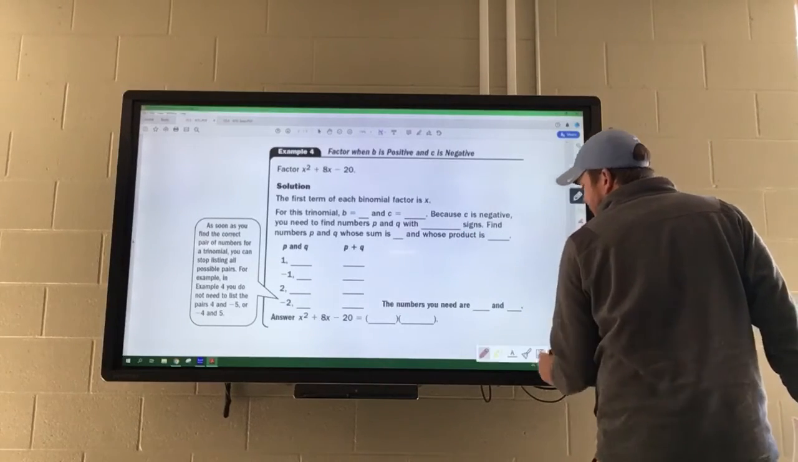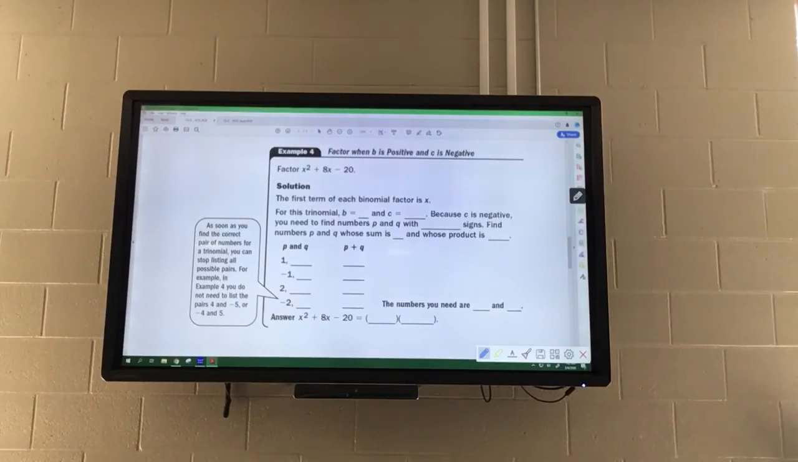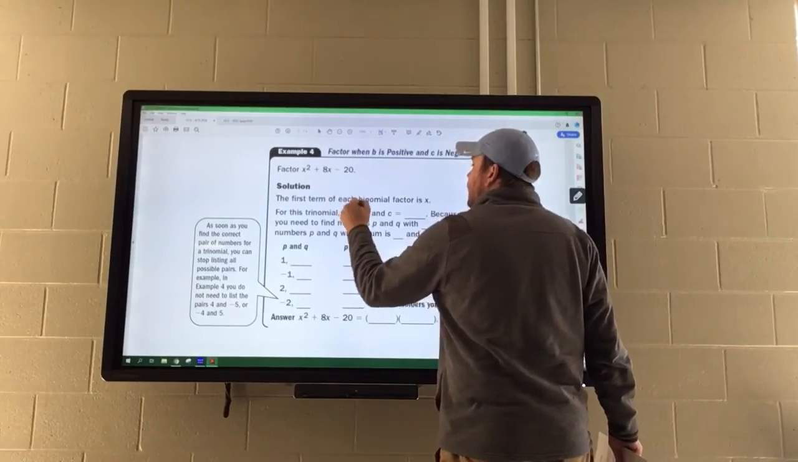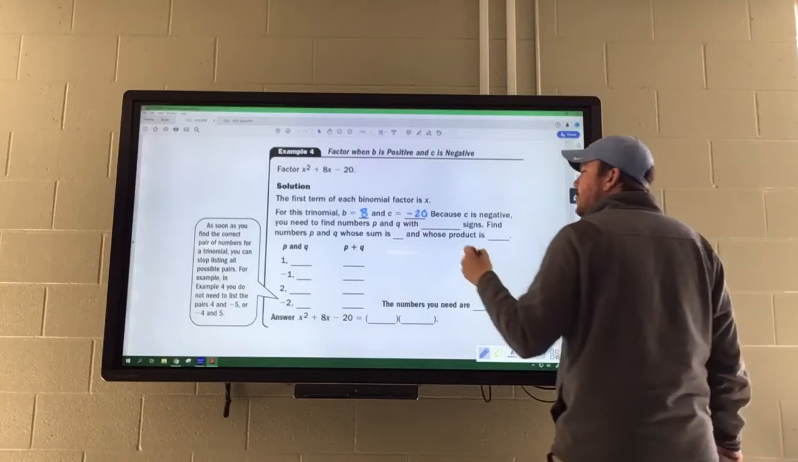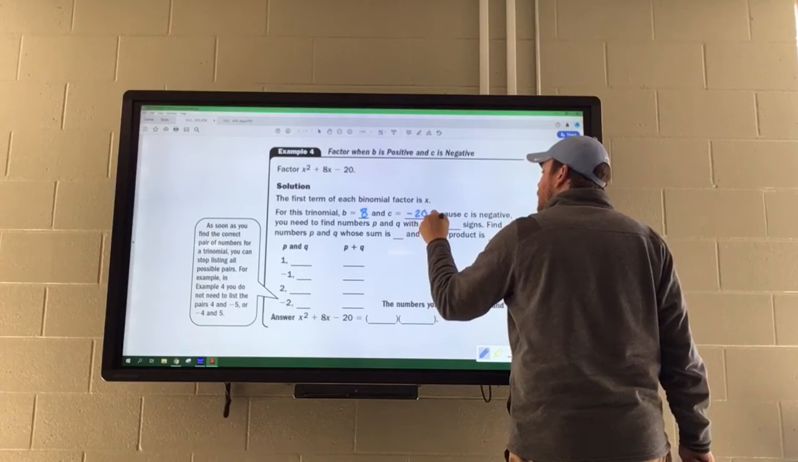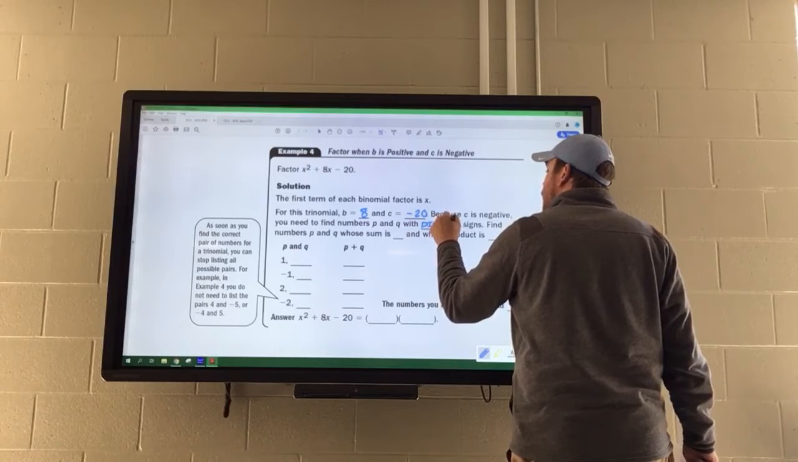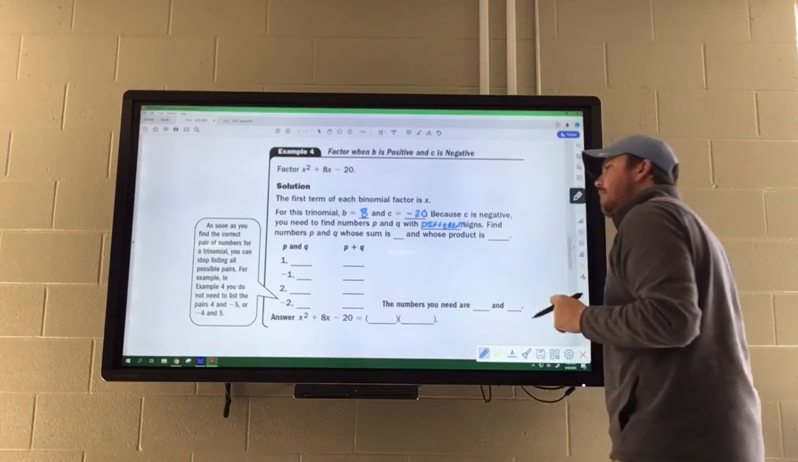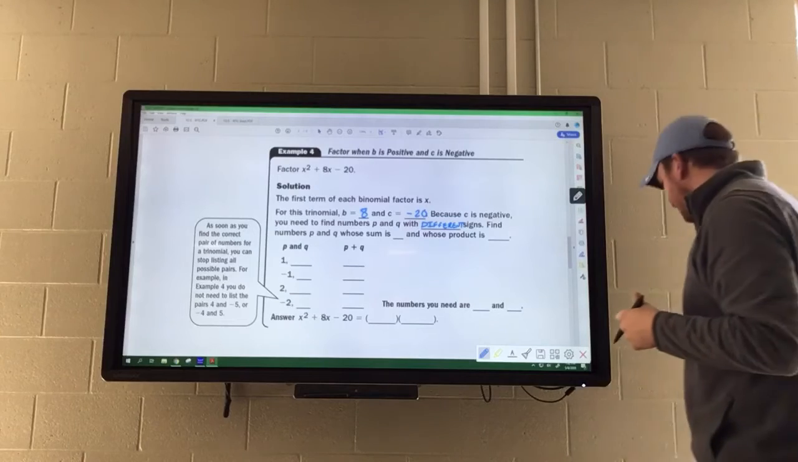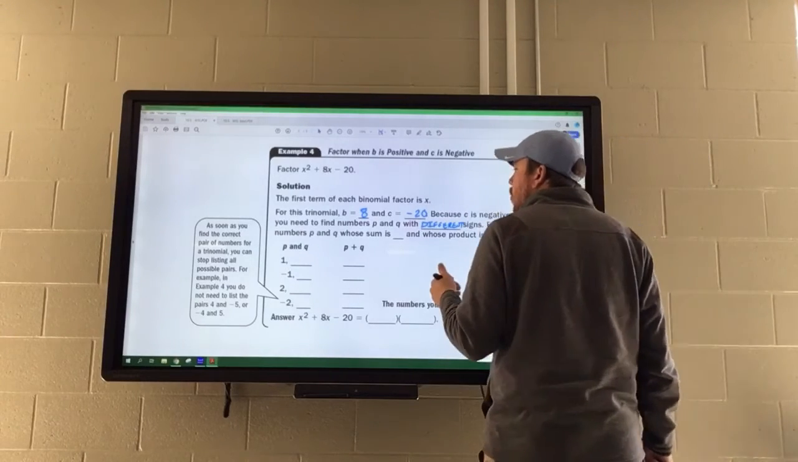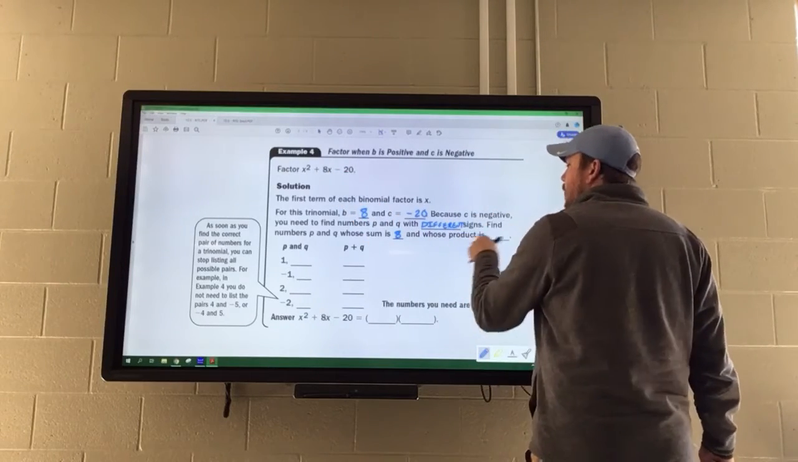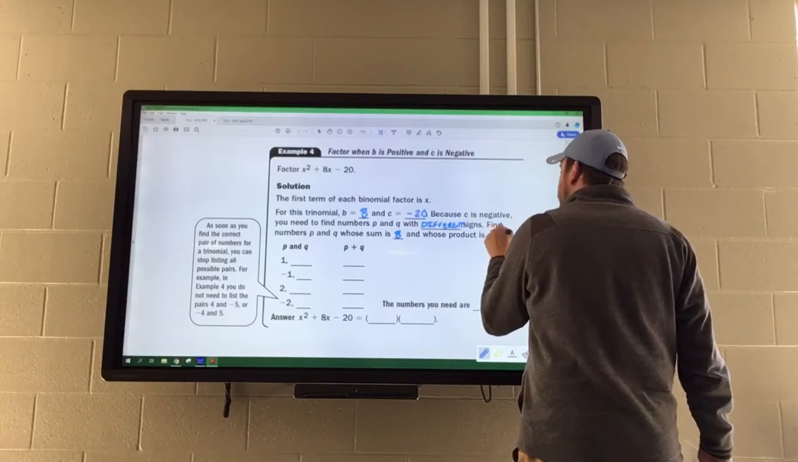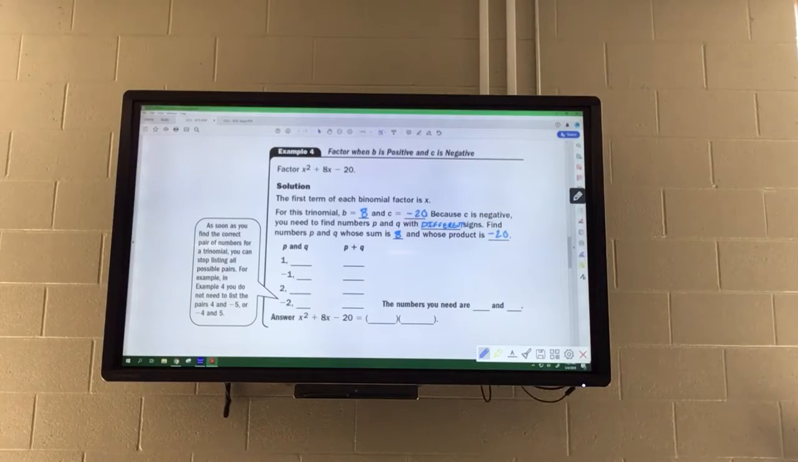Now, there's a couple more factors here, so this one's not quite as easy to find. But again, same process. Now in this case, my b value is 8, my c value is -20. Because c is negative, I know that the two numbers I'm going to use are going to have different signs. All right, so our goal here is to find numbers P and Q that add to 8 and whose product is negative 20. So that multiply to negative 20.